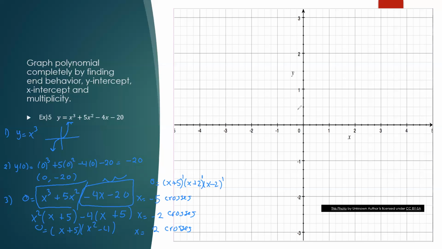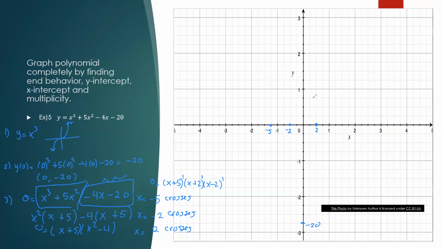So let's plot our zeros. One of my zeros is at negative 5, 1, 2, 3, 4, 5. My other one is at negative 2, 1, 2. And then your other one is at positive 2, 1, 2. And then my y-intercept is negative 20. So our graph will not be to scale. So let's pretend negative 20 is down here.